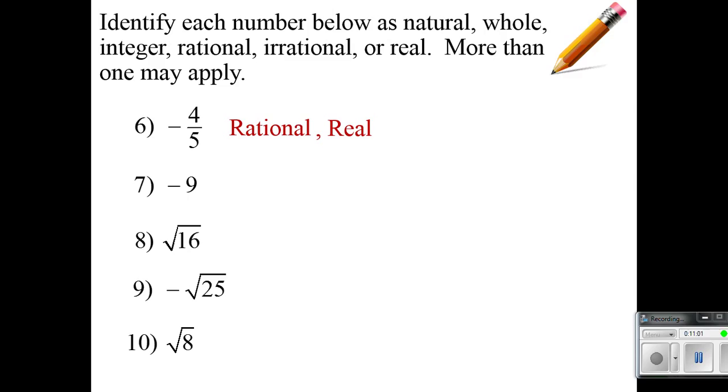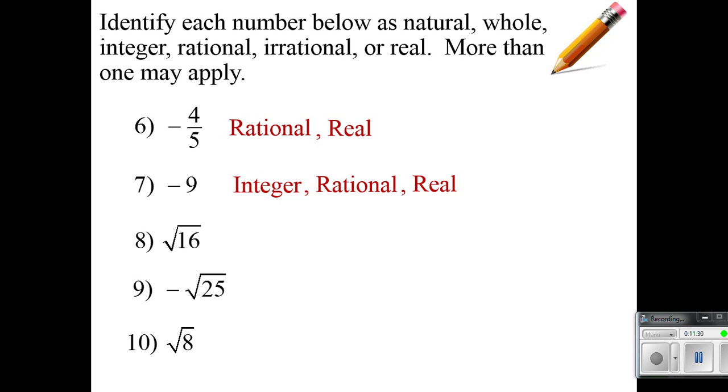Okay? -9. -9, it's not a counting number because you don't say -9 people. It's not a whole number because you can't have -9 pies. So it's actually starting with an integer. But if it's an integer, remember, then what's the next doll up? Well, it can be rational and it's real.